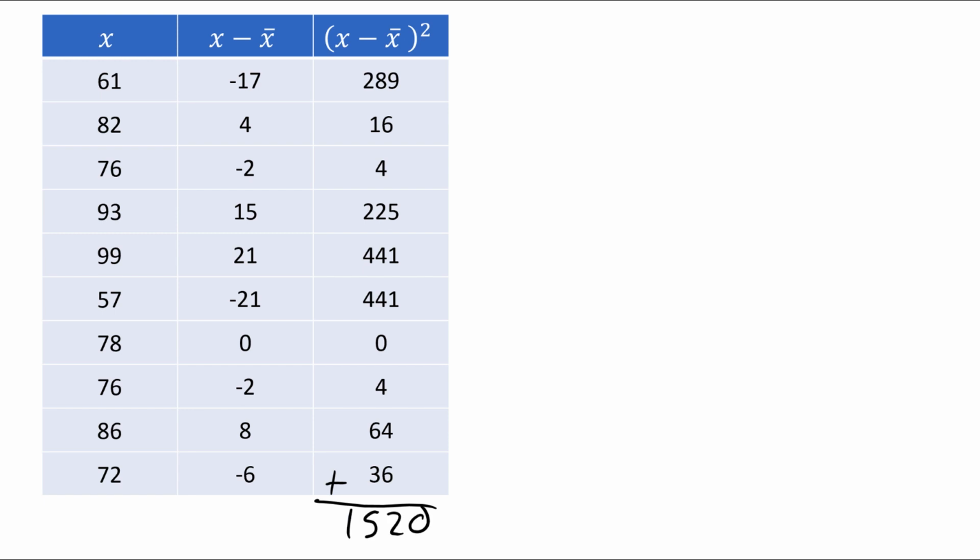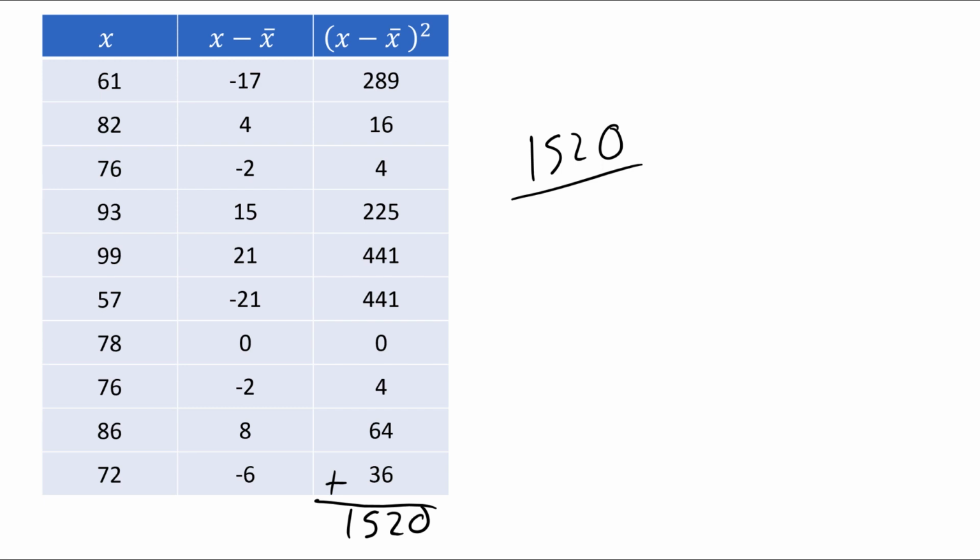If we add up all the values in that column, the squared distances from the mean, we get 1,520. So that's the sum of the squared distances. We're finding the average here, so the average squared distance from the mean. All right, so 1,520, and there are 10 values.